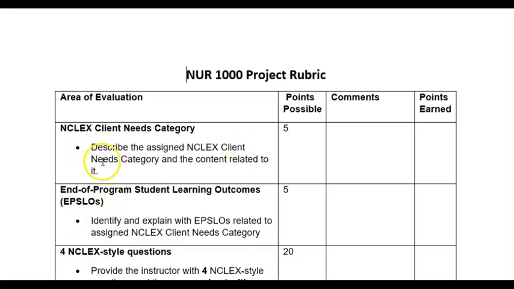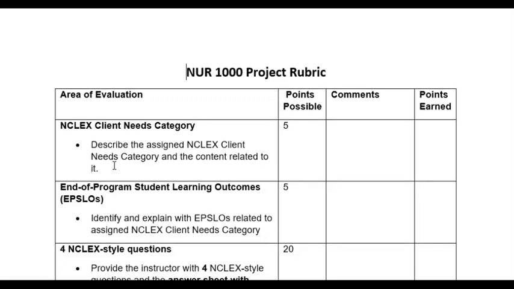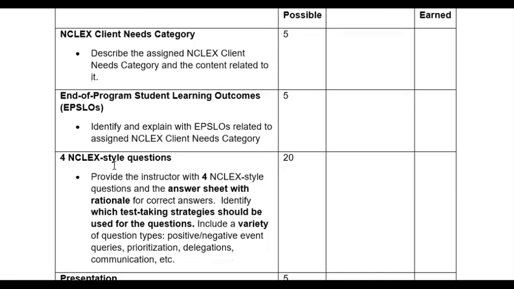The rubric, you get 5 points for identifying your assigned NCLEX client need category and describing that assigned category. Remember, that's from the NCLEX RN test plan, and the project description has a link to the test plan. So then you just look up your assigned client needs category. 5 points for identifying and explaining end of program student learning outcomes related to assigned NCLEX client needs category.